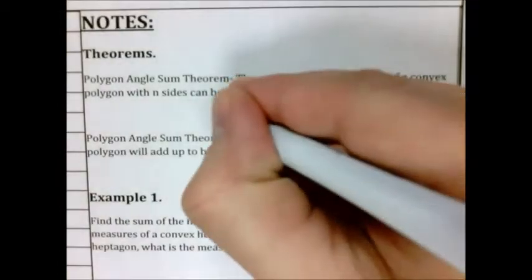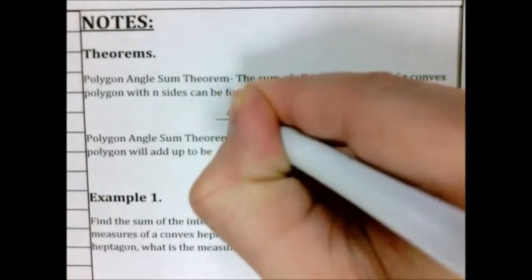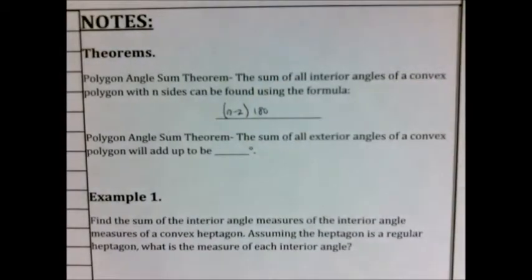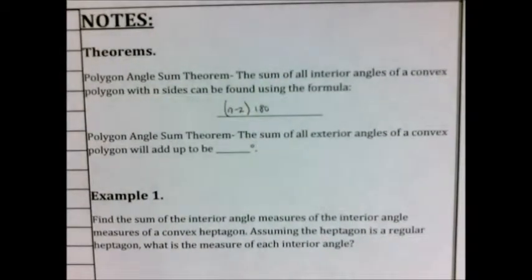and I'm going to write this down for you, n minus 2 in parentheses times 180. n minus 2 times 180, where n is the amount of sides that we have. So whatever shape you have, if you put the amount of sides in for n, and then solve that formula, you'll know the sum of all of those interior angles.